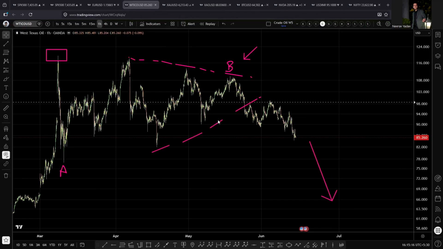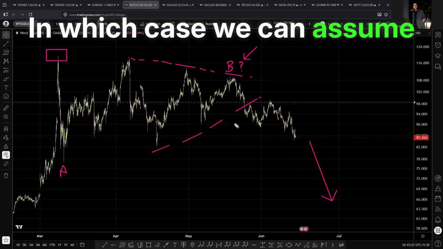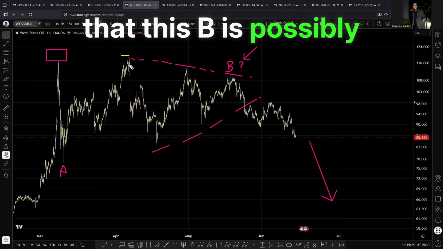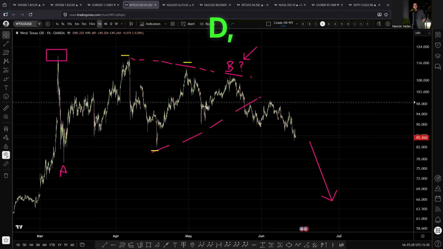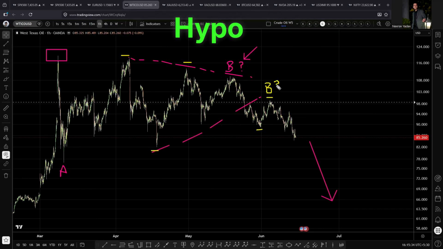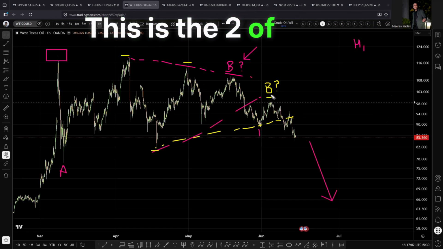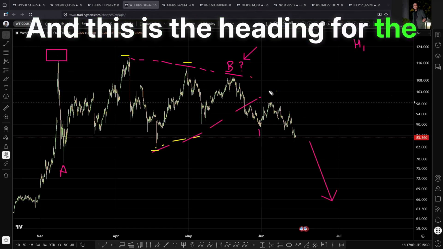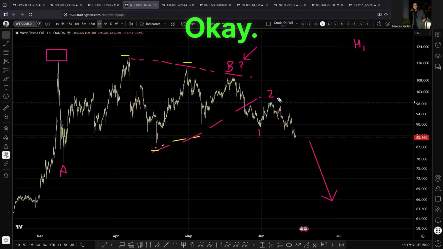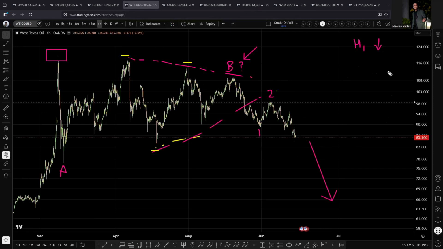That's the first outlook. Second outlook is that this B is still continuing, in which case we can assume that this B is possibly continuing as an A, B, C, D, E, complete here, B triangle here. Hypothesis 1, B is complete as a triangle, in which case we are going to assume that this is the 1 of the B, this is the 2 of the B, and this is heading for the 3 of the B, possibly in the downward direction. Okay, that's our first take on this count. And the bias remains bearish from a swing perspective.